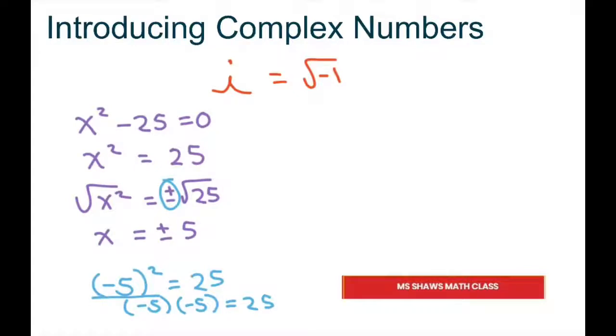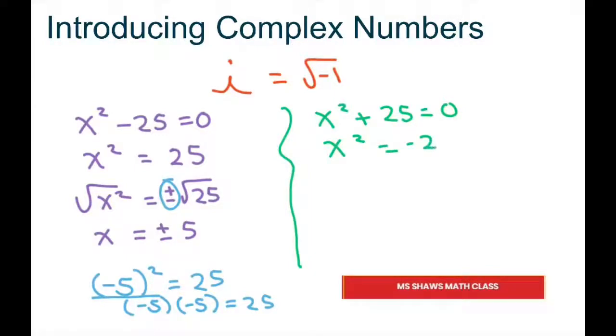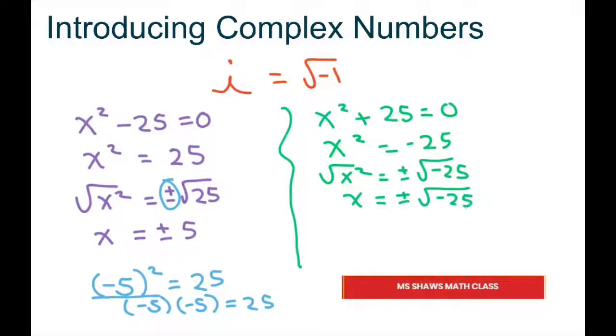Now what occurs is when you have something like x squared plus 25 equals 0. When you have that, you subtract 25 from both sides. You take the square root of both sides. And don't forget you do your plus and minus. So you get x equals plus or minus the square root of -25. So basically, there is no such answer for that because two negatives make a positive.